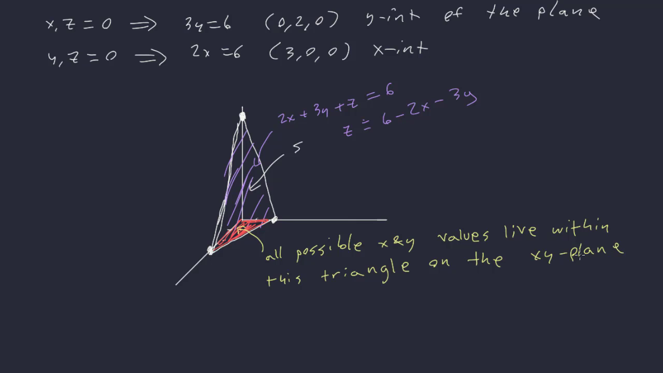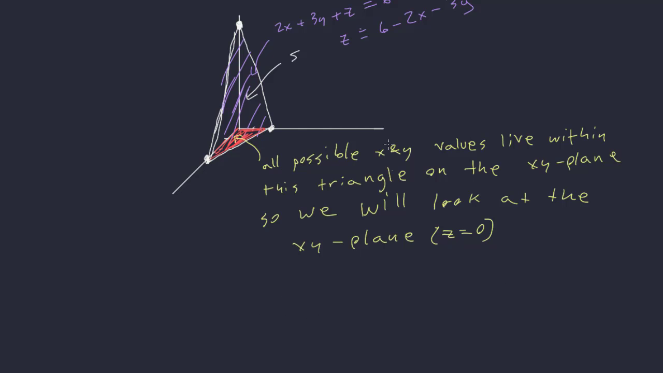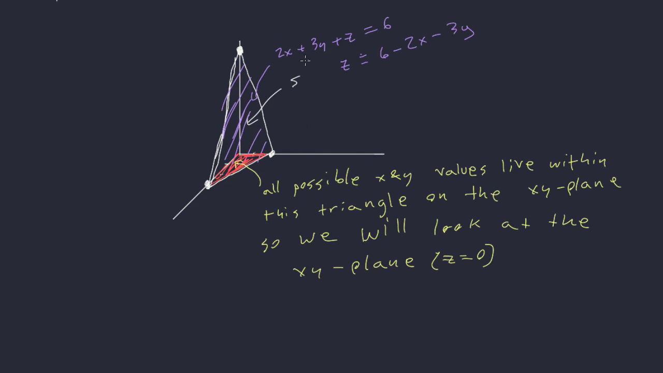Okay, so that means we're going to look at the XY plane. In other words, that's when z is equal to 0. All right, so let's do that. When z is equal to 0, we'll use this version of it. When z is equal to 0, we get 2x plus 3y is equal to 6.